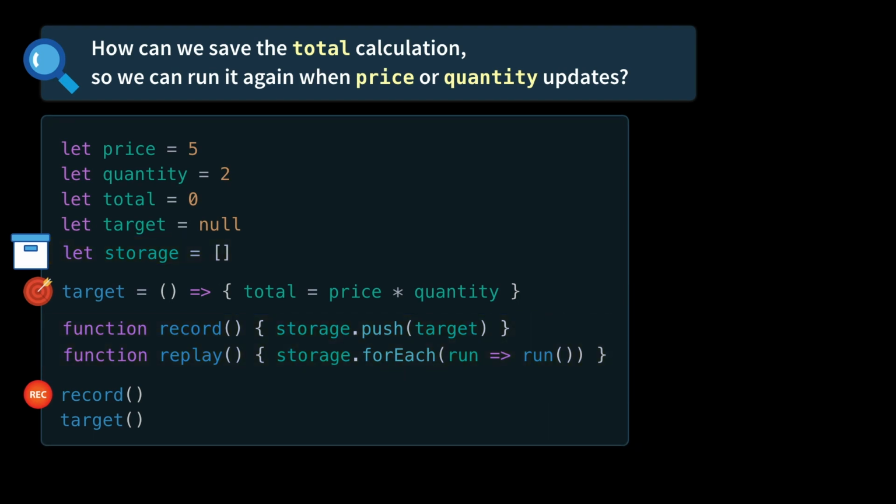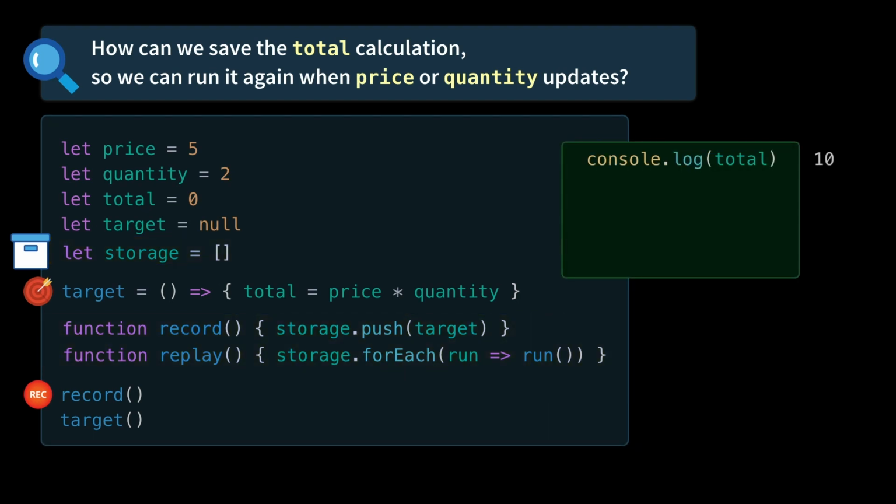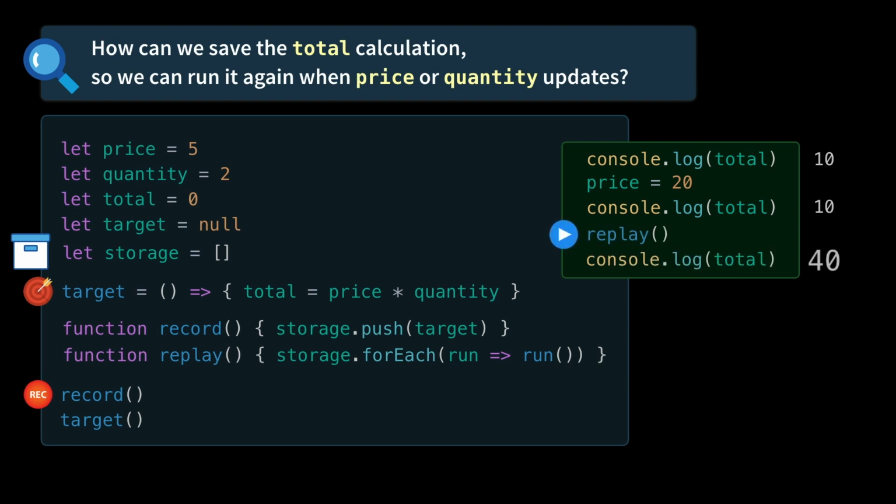Now, if we ran this code inside of our console and logged out total, we would get 10, as we would expect. If we change the price, we still get 10. But if we call replay, it'll rerun all of our saved functions, and then when we log out our total, we get 40. The total was rerun, just like we expected.